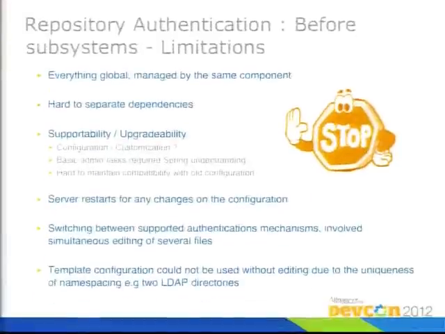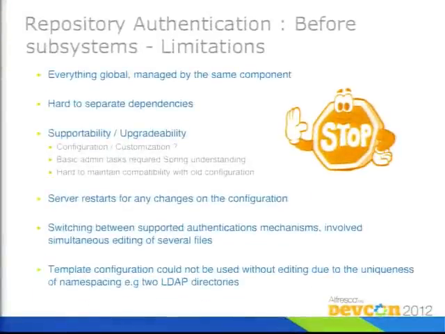So everything was globally managed in one file. We had one configuration file, not many, and it was hard to separate dependencies. Since your custom code or custom authentication component was dependent on Alfresco code, each upgrade was painful and difficult. With the old mechanism, if we wanted to test our configuration, we had to start the server. If it failed, we changed the configuration and restarted the server in order for it to take effect.